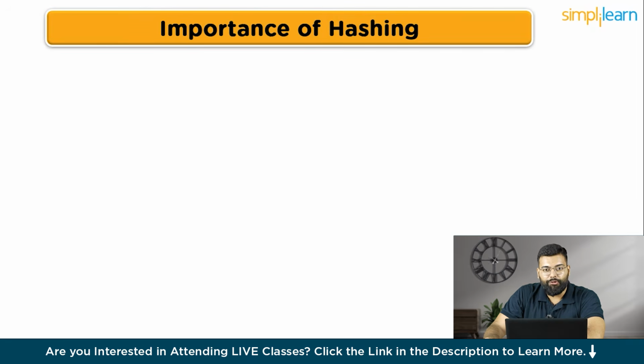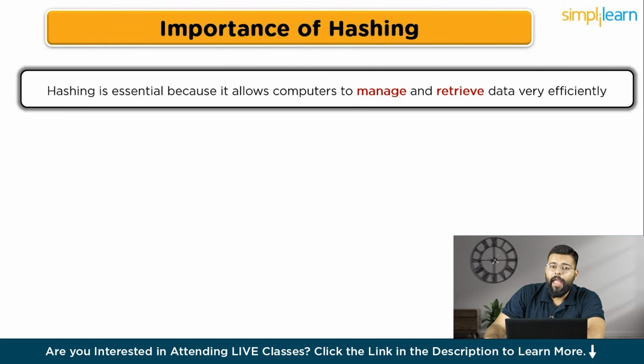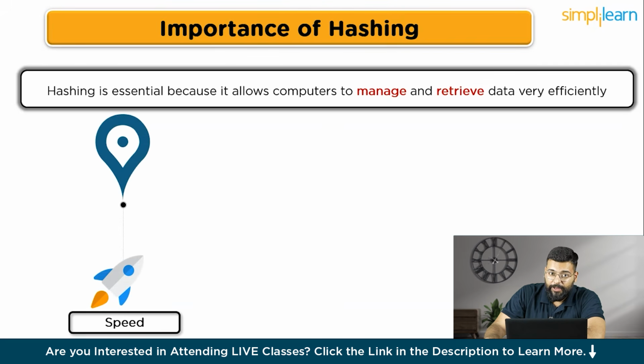So let's move to the importance of hashing in computer science and data processing. Hashing is essential because it allows computers to manage and retrieve data very effectively. Now we'll discuss a few reasons why hashing is crucial. Number one is speed. Hashing significantly speeds up data retrieval, making it possible to access information almost instantly, which is crucial for performance in software and web applications.